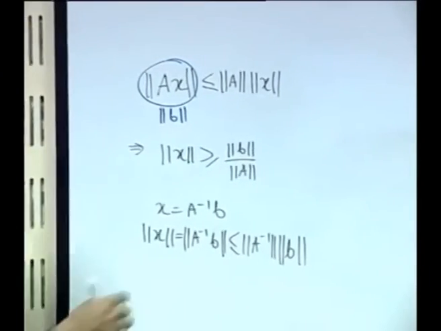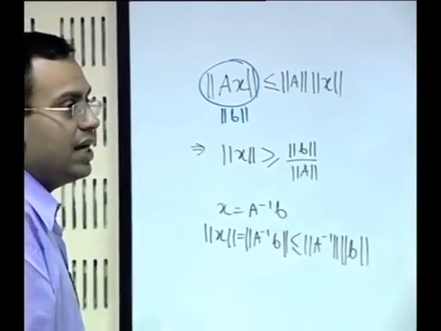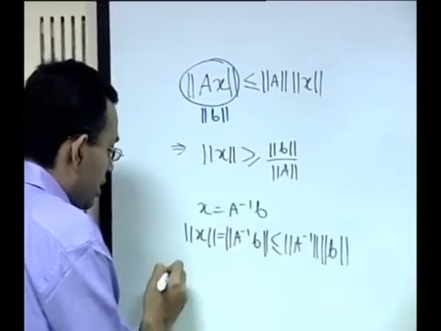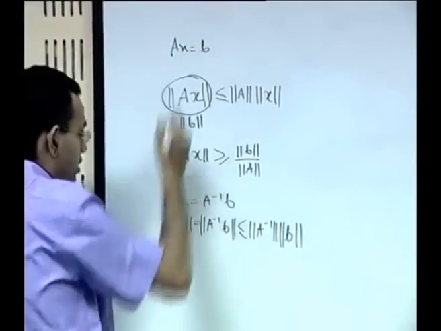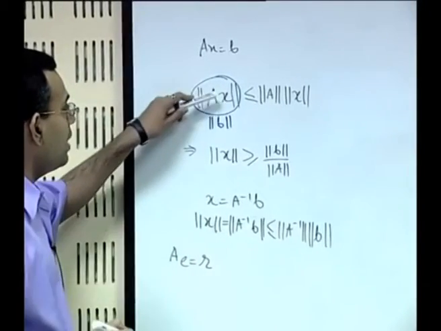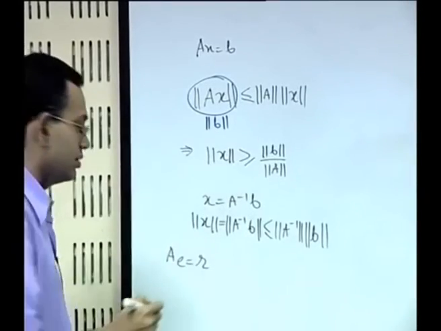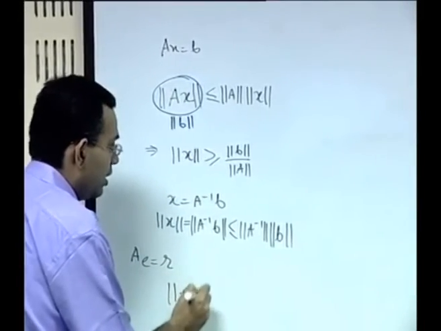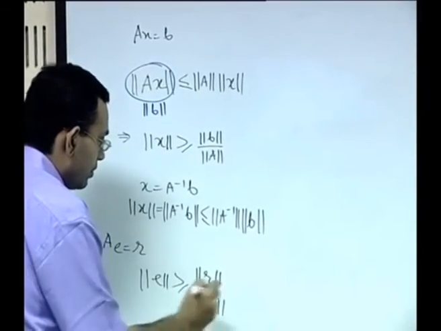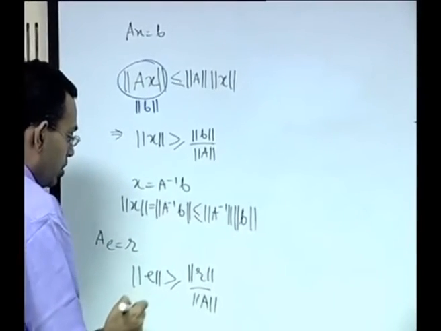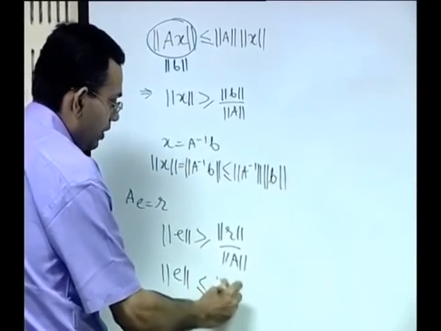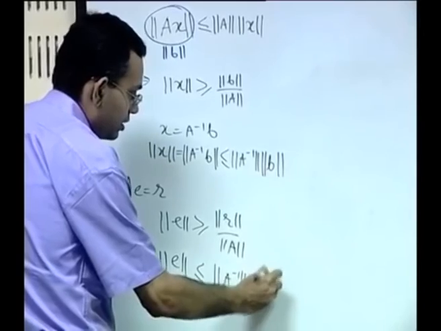Now, just as you can write Ax equal to b, you can write Ae equal to r, where r is the residue. This follows from Ax equal to b. If you have Ae equal to r, then you can just replace x with e and b with r. So, you have norm of e greater than or equal to norm of r by norm of A, and norm of e is less than or equal to norm of A inverse into norm of r.